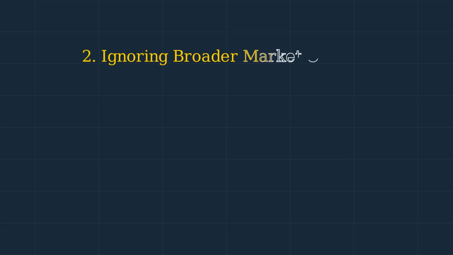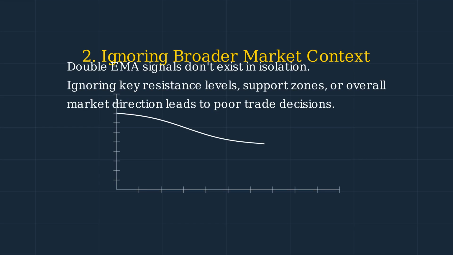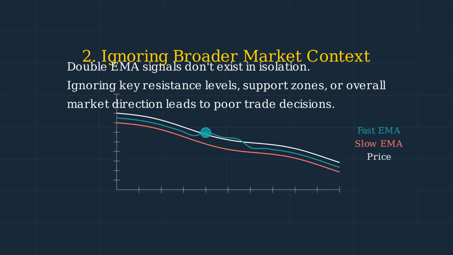Another critical mistake is ignoring the broader market context when trading with double EMAs. Here, we see a bullish crossover signal appearing, which might seem promising in isolation. However, when we examine the broader context, we see this signal occurs against a strong downtrend and just below a significant resistance level. By ignoring these contextual factors, traders often enter low-probability trades that quickly fail.